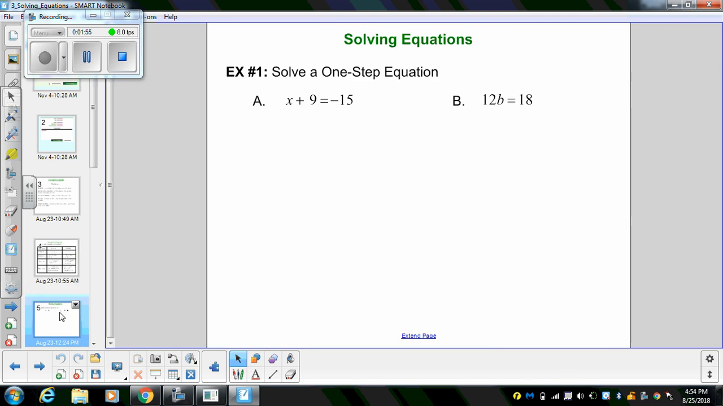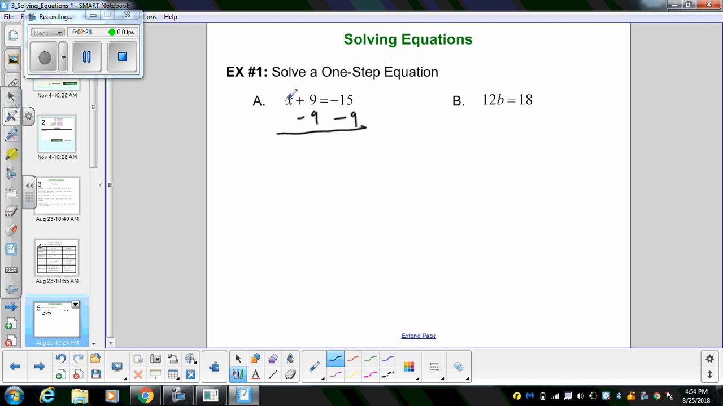Alright, so let's look at example 1, solving a one-step equation. The way we're going to solve equations is we're always just going to do the opposite or inverse operation. So here we have x plus 9 equals 15. Well, the inverse operation of plus 9 would simply be minus 9. But what I do to one side, I'm also going to do to the other side.